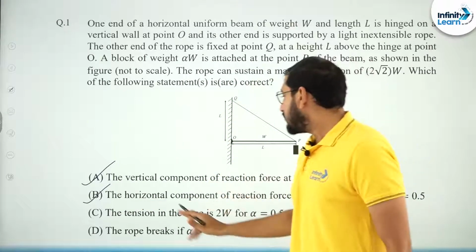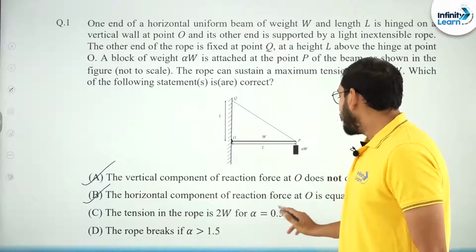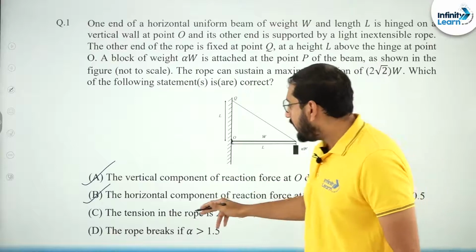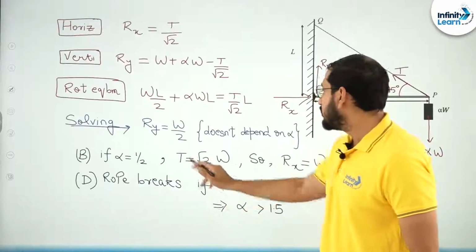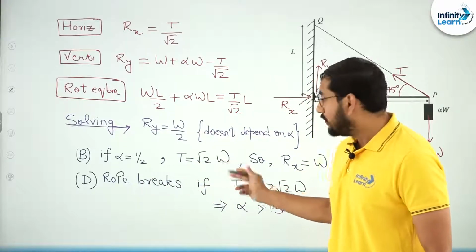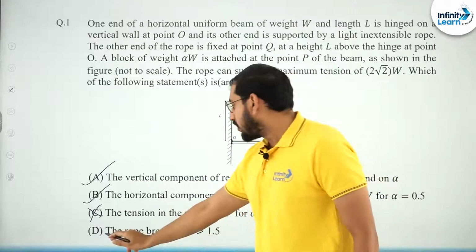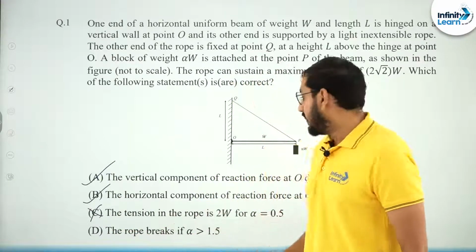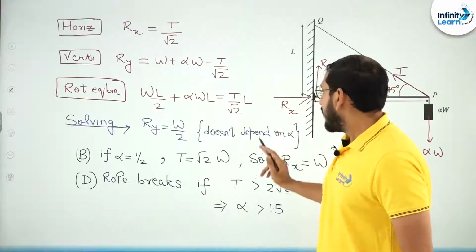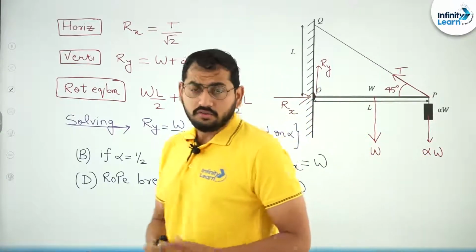Now moving on to option C: the tension in the rope is 2W for alpha equal to 0.5. This I have already calculated. If you go here, for alpha equal to 0.5, the tension is coming out to be √2 W. That means option C cannot be the correct answer. Now let's talk about the breaking strength of that rope. It is already given that the maximum tension the string can withstand is 2√2 W.